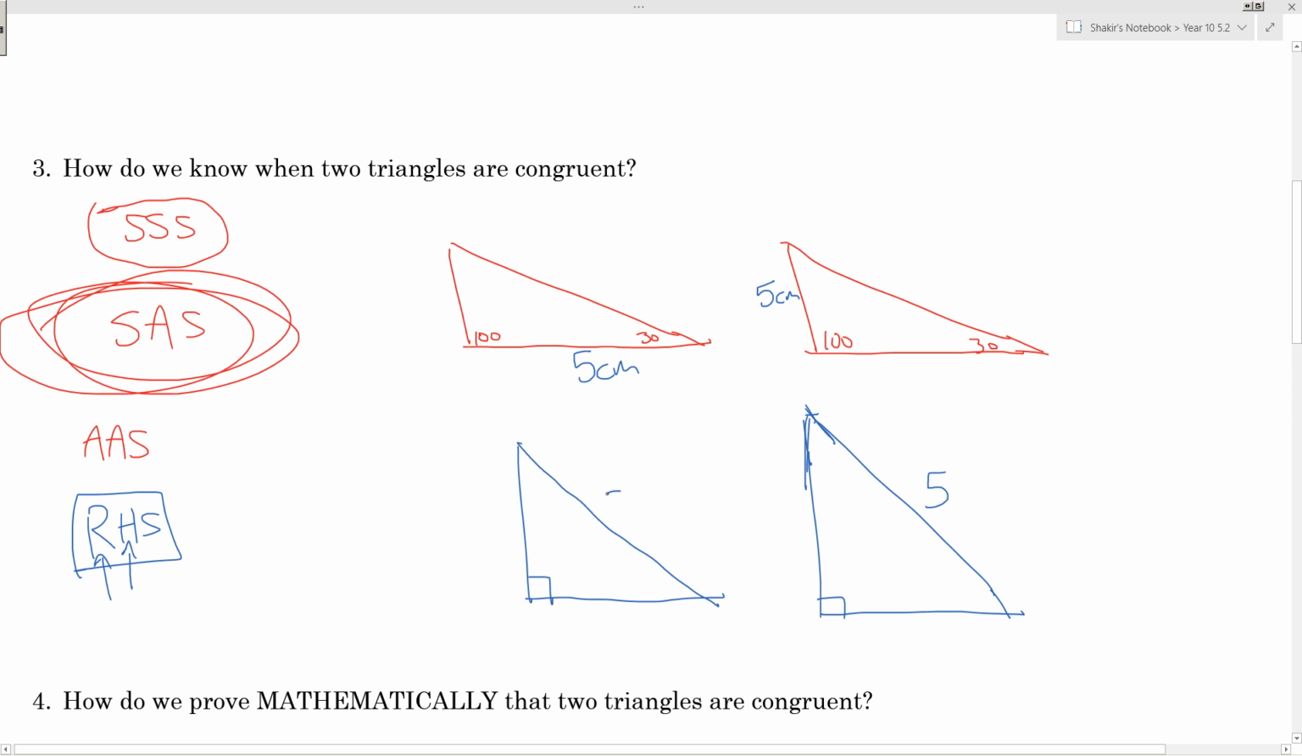So if that's 5 and that's 5, that's a right angle triangle. And you have another side, let's say that's 4 and that's 4. Those two triangles are also congruent. Okay, in a right angle triangle, if you have the hypotenuse and you have another side, then those two triangles are also congruent.